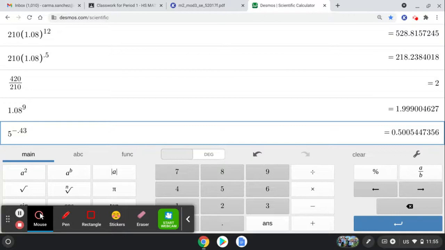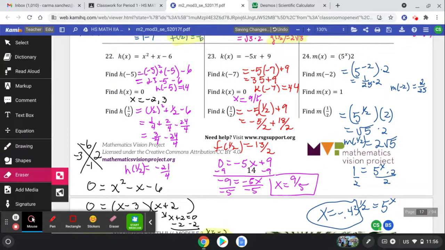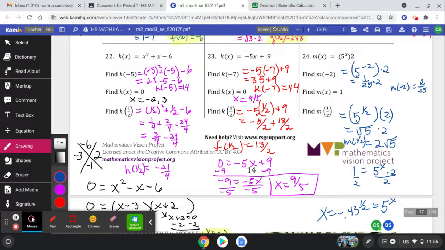Ooh, there we go. 5 to the negative 0.43 equals 0.50, and that rounding gives us that 1/2. So 5 to the negative 0.43. That means that my x is negative 0.43. And later you'll learn how to use logarithms to get that much faster than that guess and check method. Let me go write this up where this belongs. x equals negative 0.43.